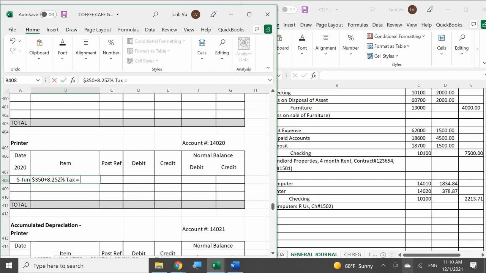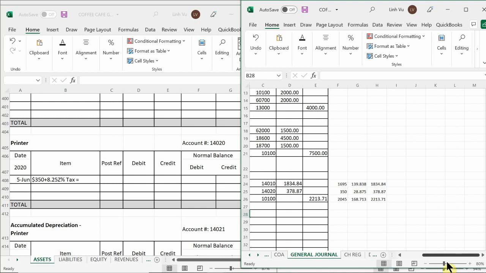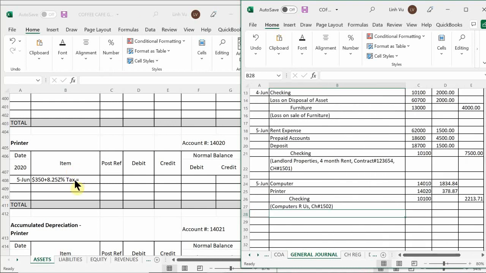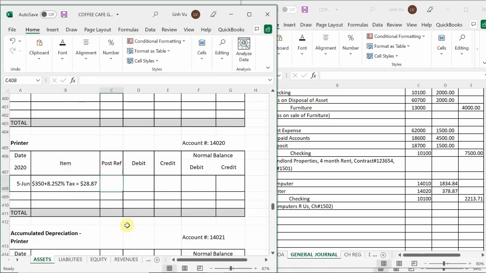Okay, tax, which resulted in a total of $28.87. Okay, this happened on my first general journal, so that caused my printer to be $387.87. All right, which then made my account balance in my printers give me a value of $378.87. Okay.